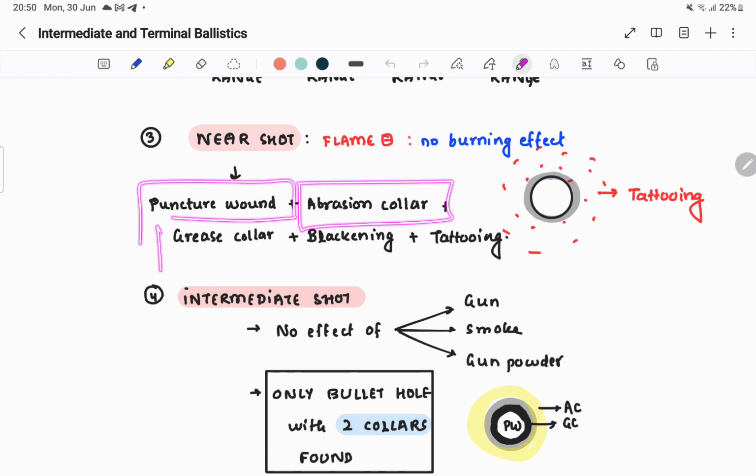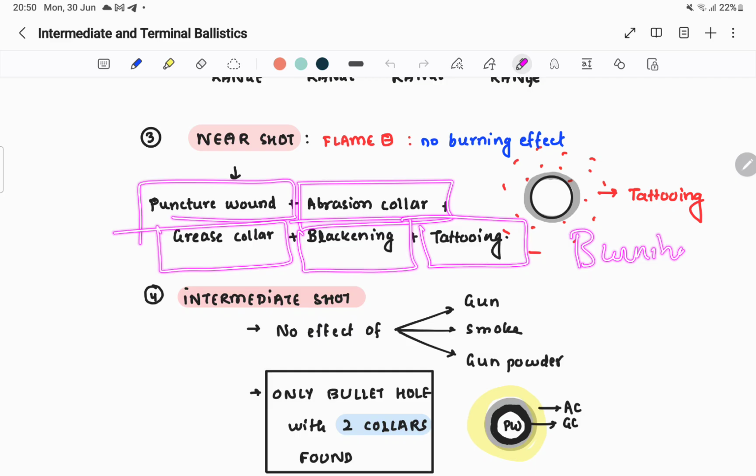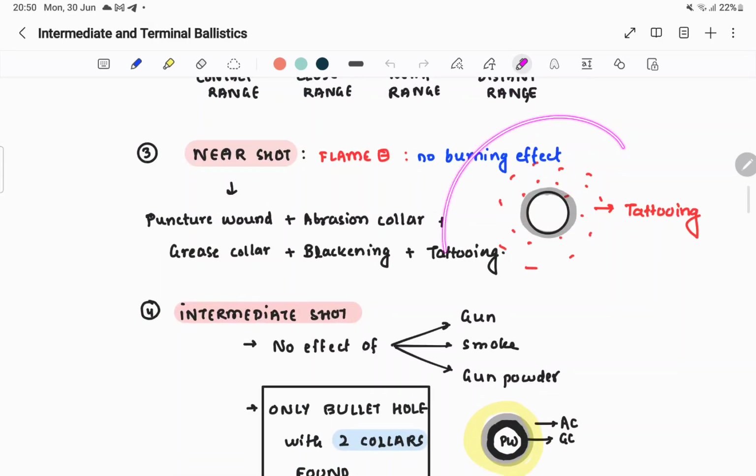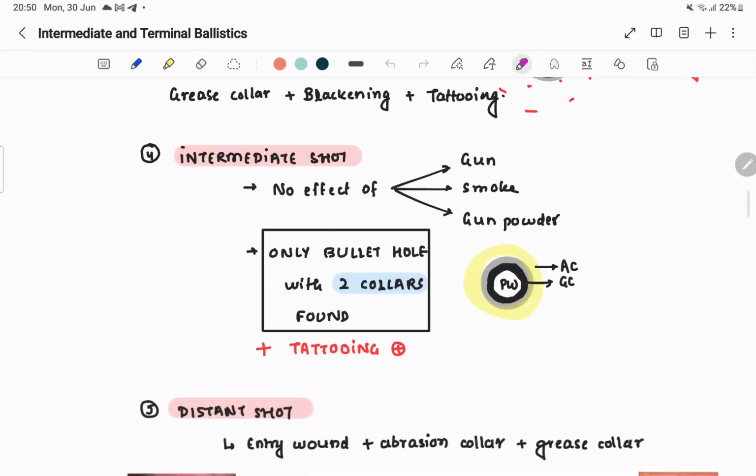Abrasion color will be there, grease color will be there, blackening will be there, tattooing will be there, but burning won't be there. Why will these all be produced? Because of smoke. Smoke will be there, right? The person is within the smoke range. So the wound will appear like this.